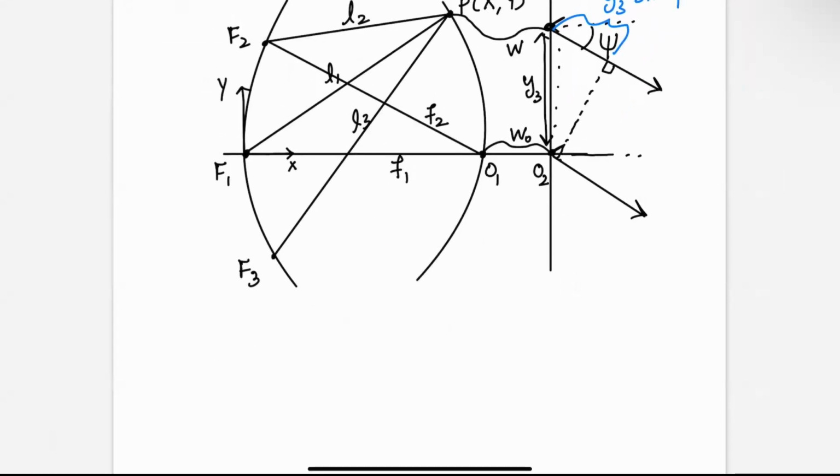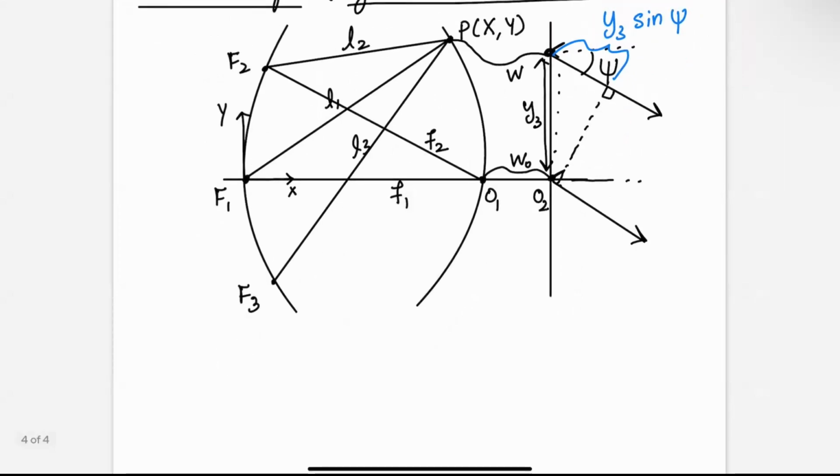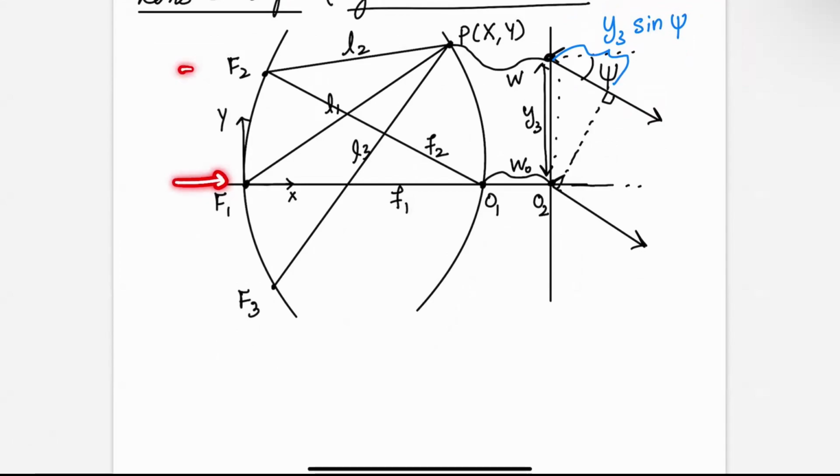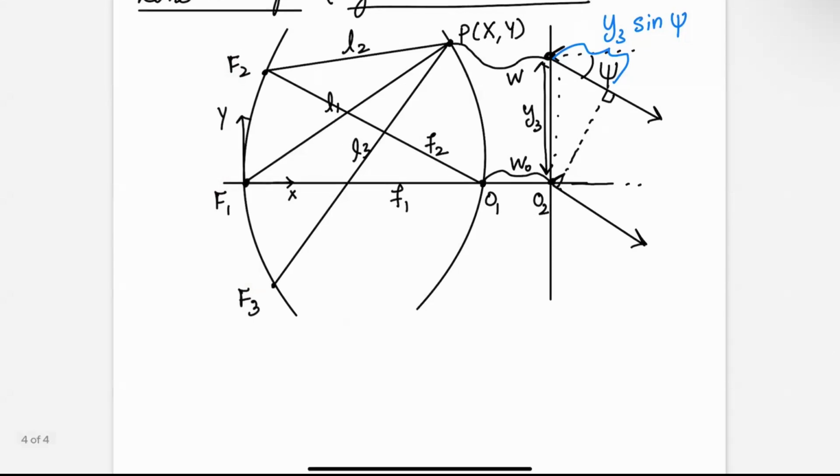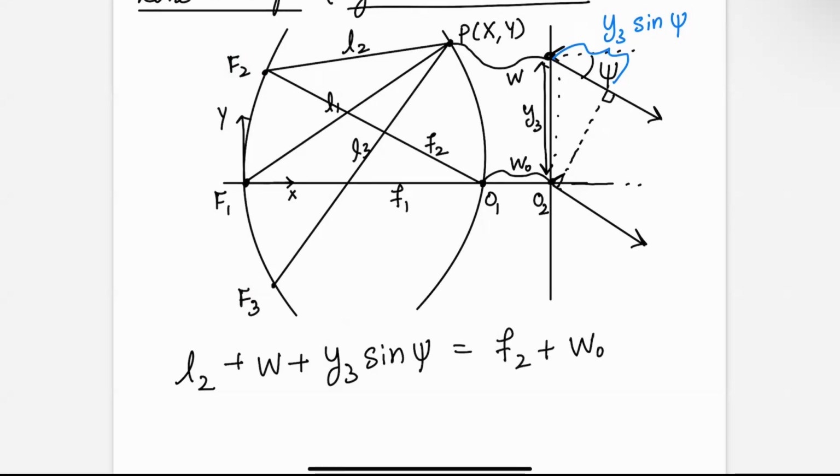So based on this geometrical optics, if we want these three conditions to be met, which is that if I excite here, then they should be in phase, here one kind of phase gradient, and this the other kind of phase gradient, from that we can write some equations out. So let's say I'm exciting F2, and I want that phase gradient, which is y3 sine psi. Then I know that these conditions have to be met. I need L2 plus W plus y3 sine of psi should be equal to F2 plus W naught.